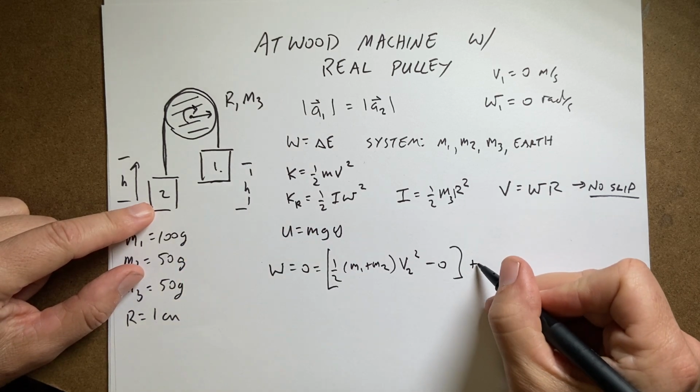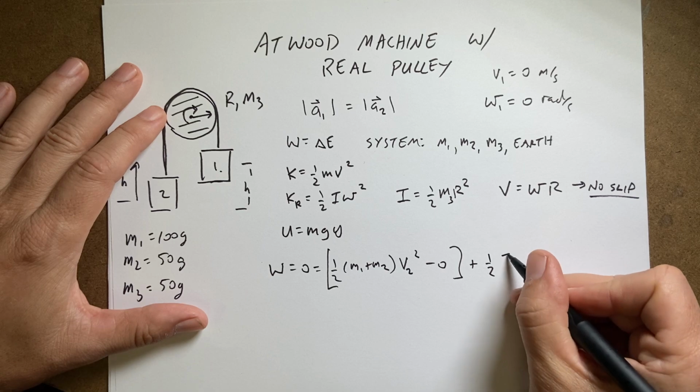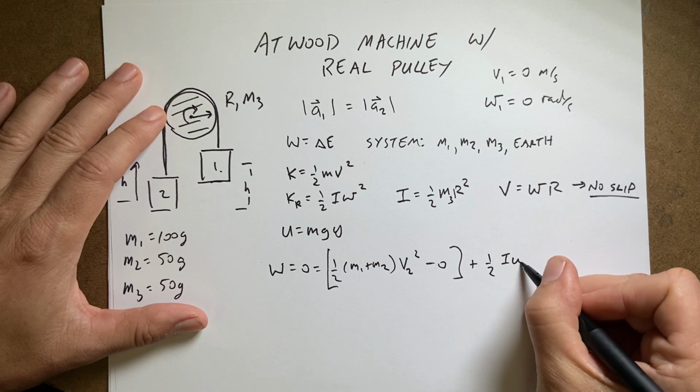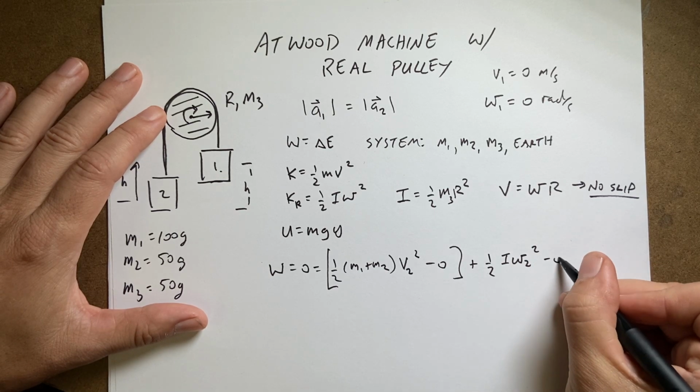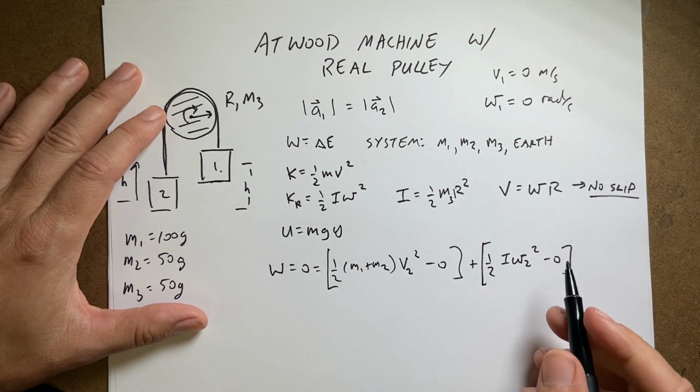Now I need the change in kinetic energy for this, so it's going to be 1/2 I omega 2 squared minus 0. That's the definition of rotational kinetic energy.